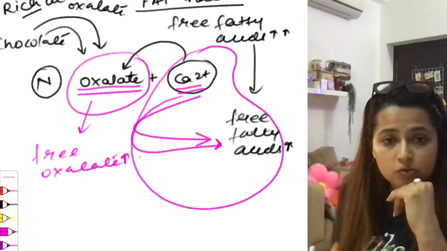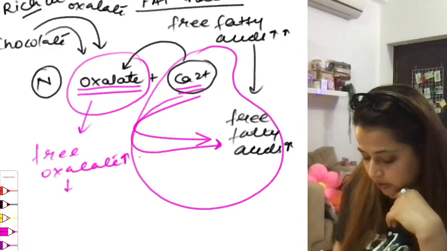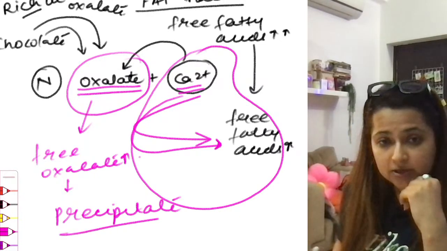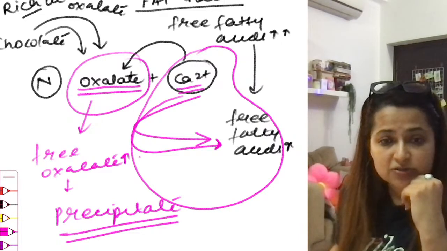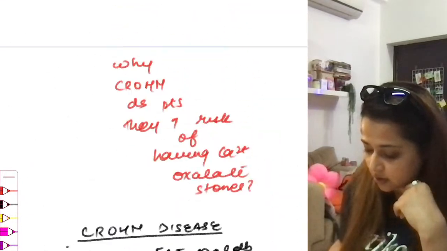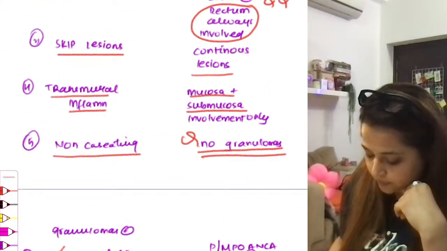And this free oxalate is going to come out via urine and ultimately it is going to precipitate. This is the reason why Crohn's disease patients, they are at increased risk of getting calcium oxalate stones. Okay, know this point, guys. Moving on.